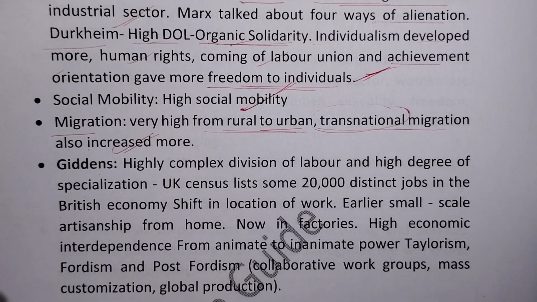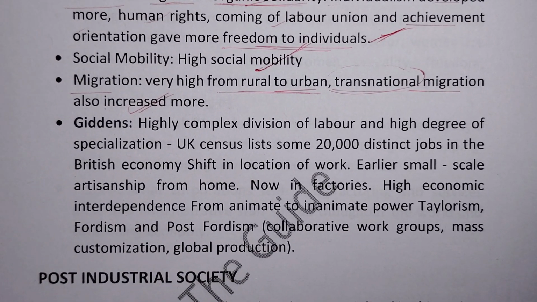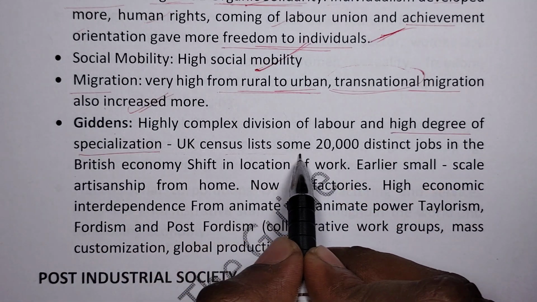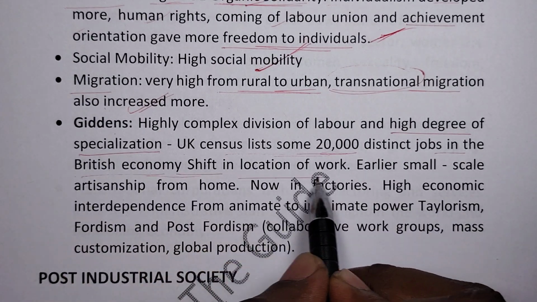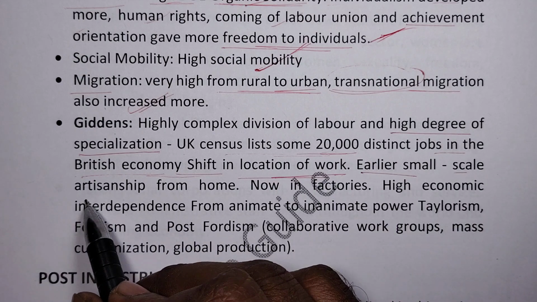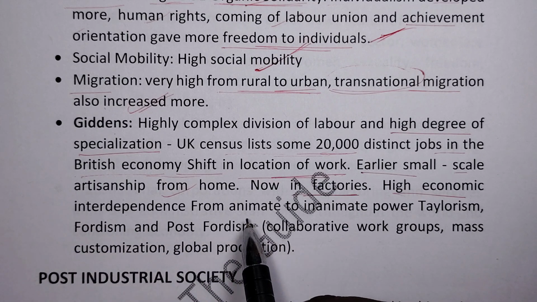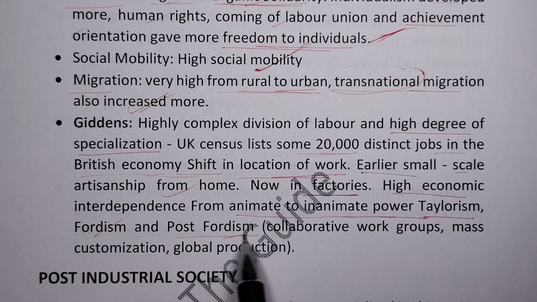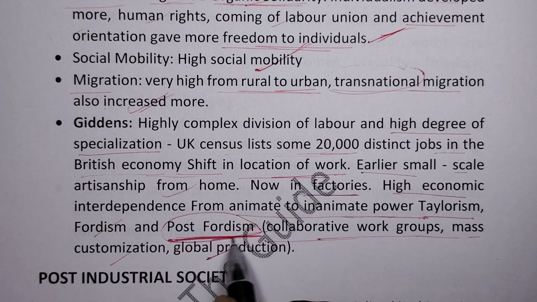Giddens. What has Giddens said? Highly complex division of labor and a high degree of specialization. The UK census lists some 20,000 distinct jobs in the British economy. Shift in location of work: earlier, small scale artisanship from home; now in factories, with high economic interdependence. From animate to inanimate power, Taylorism, Fordism and post-Fordism, collaborative work groups, mass customization and global production, that means post-Fordism.